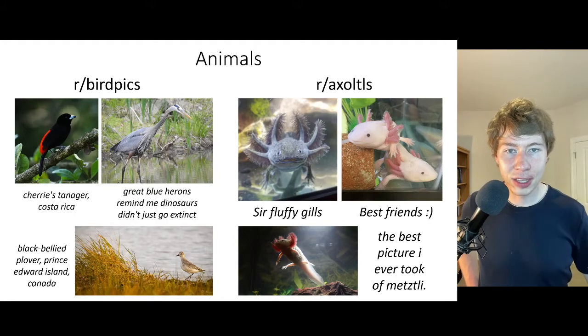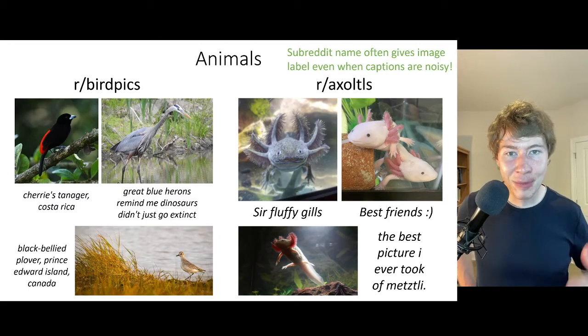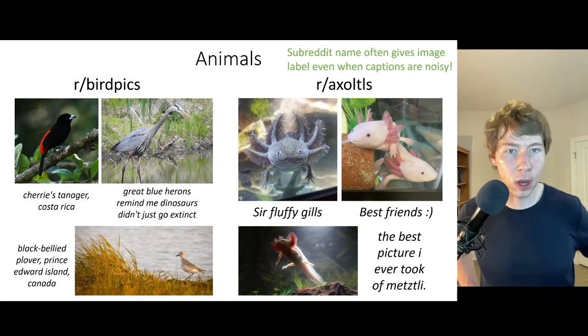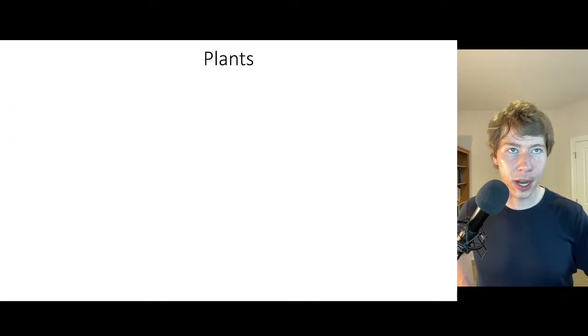Another really interesting note here is that even in cases where the caption itself might not be super informative, like Sir Fluffy Gills or Best Friends, the subreddit name itself provides some really powerful supervision for the visual content in these images. So that's another really useful property of using subreddits.